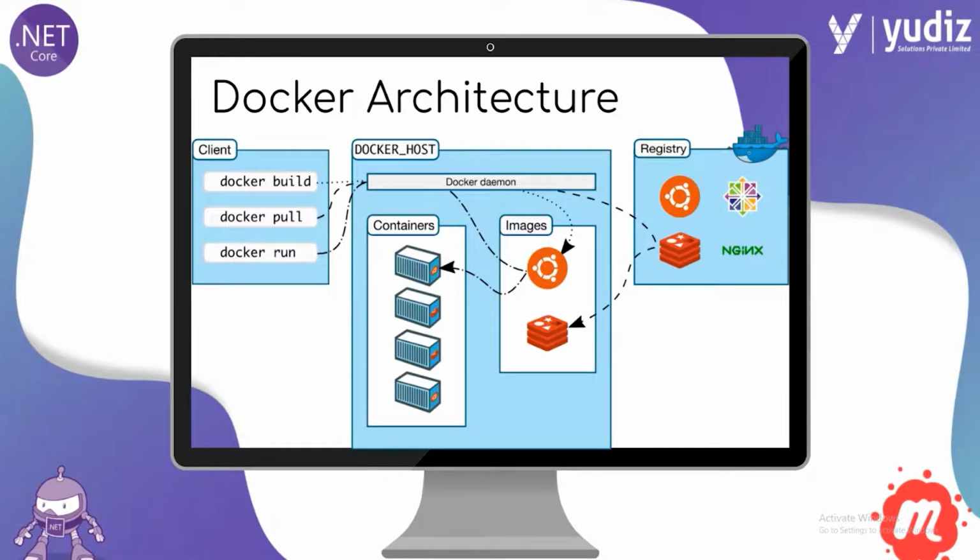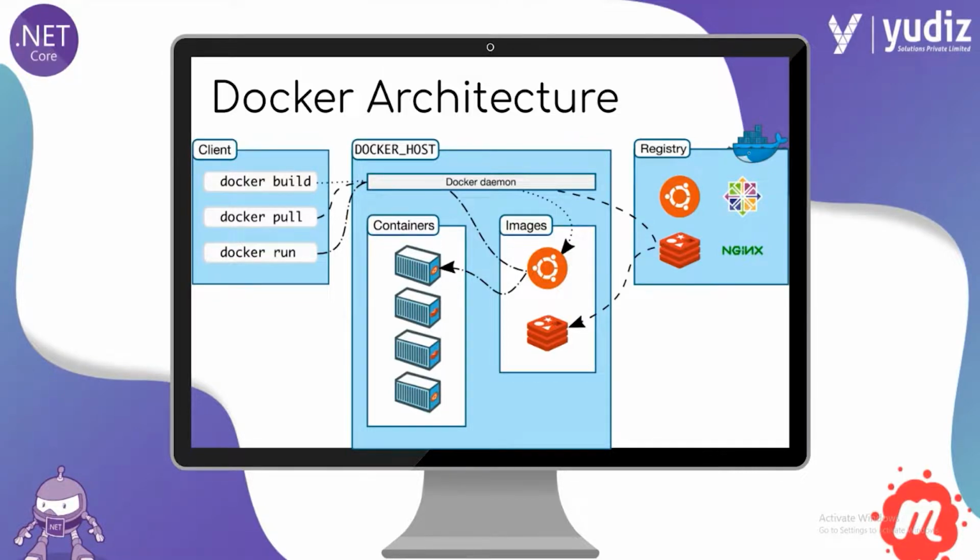A container is defined by its image as well as any configuration options you provide to it when you create or start it. When a container is removed, any changes to its state that are not stored in persistent storage disappear. So if you want to make a container from the images, you can run it and it will create a container. And from containers you can run it in your browser.